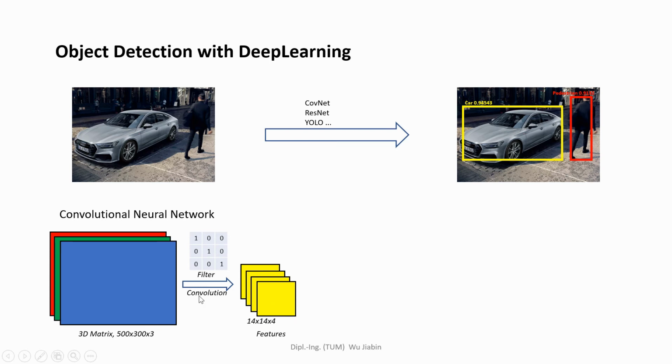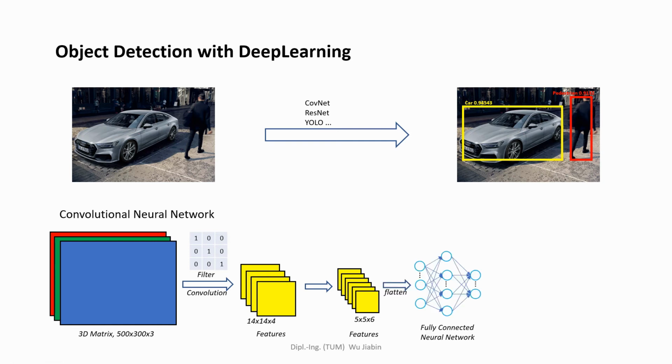Then with a second filter, do the same convolution and get the second feature. With the third filter, get the third feature. Fourth filter, get the fourth feature. And then the first round of feature extraction is finished. To get a better result, we can also do a second round, very similar but with different filters. Actually, in a real project, 10 to 20 rounds could be done. The more rounds you do, the more accurate the features will be.